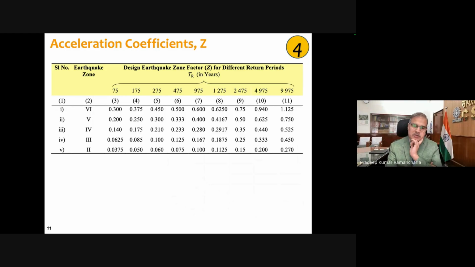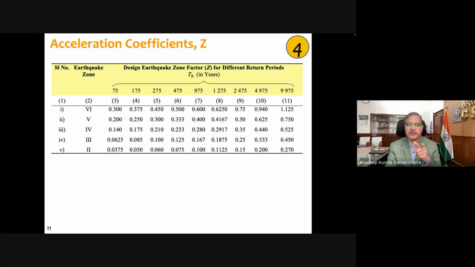As opposed to that, the current 2025 zone factor is elaborated. It has taken importance factor also into consideration, and it is giving values corresponding to the return period. These return periods are used based on what type of structure we are designing, and based on that we have to select the appropriate return period. For all normal buildings, we select 475 years as the return period.